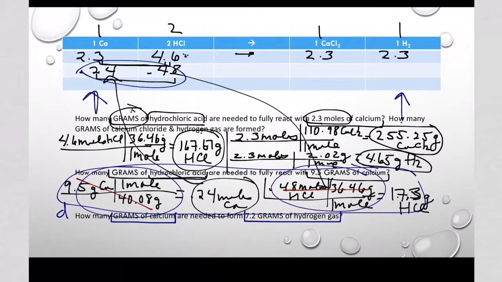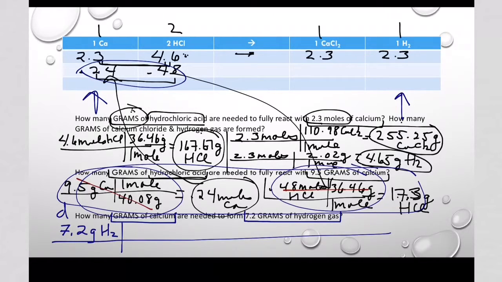Okay, you always start with your given, which in our case is 7.2 grams of hydrogen gas. That's kind of like the independent variable, because what goes in is going to change what our dependent variable, the calcium, comes out. So we have 7.2 grams of hydrogen.